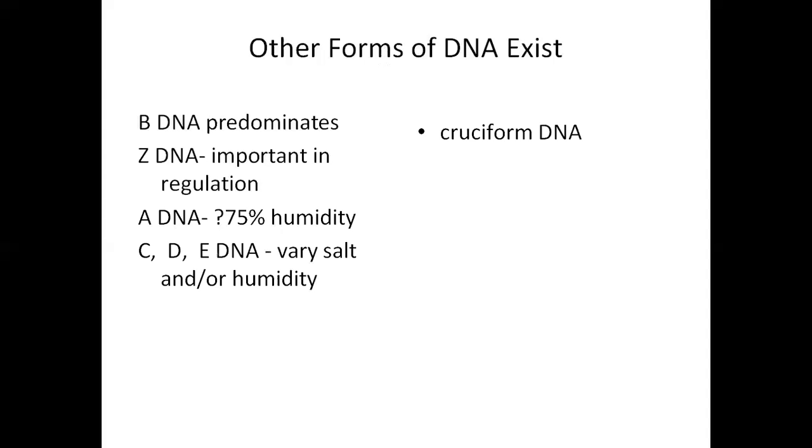Another interesting but perhaps irrelevant form of DNA is a cruciform structure which forms only in palindromic sequences. Two other short topics covered in your book that I will not talk about are Hoogsteen base pairing, which results in triple helices, and G quadruplexes.